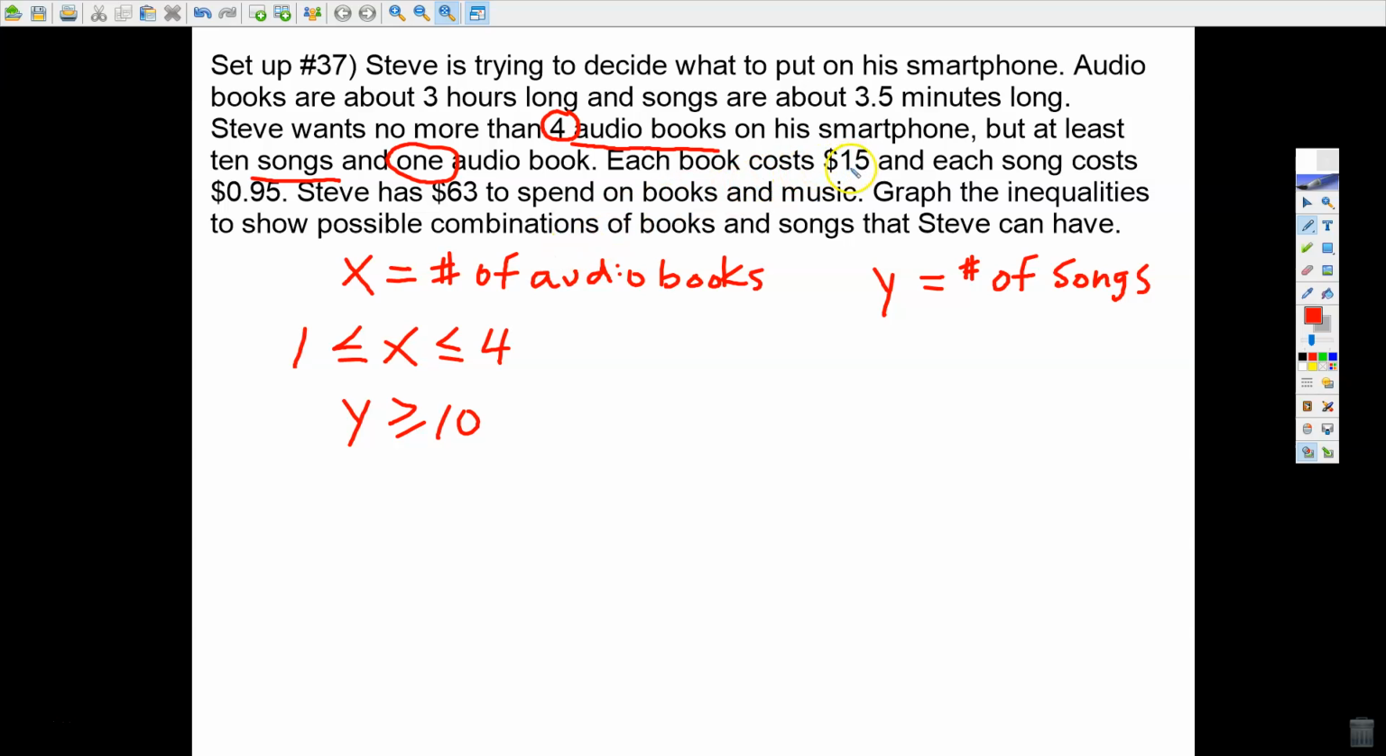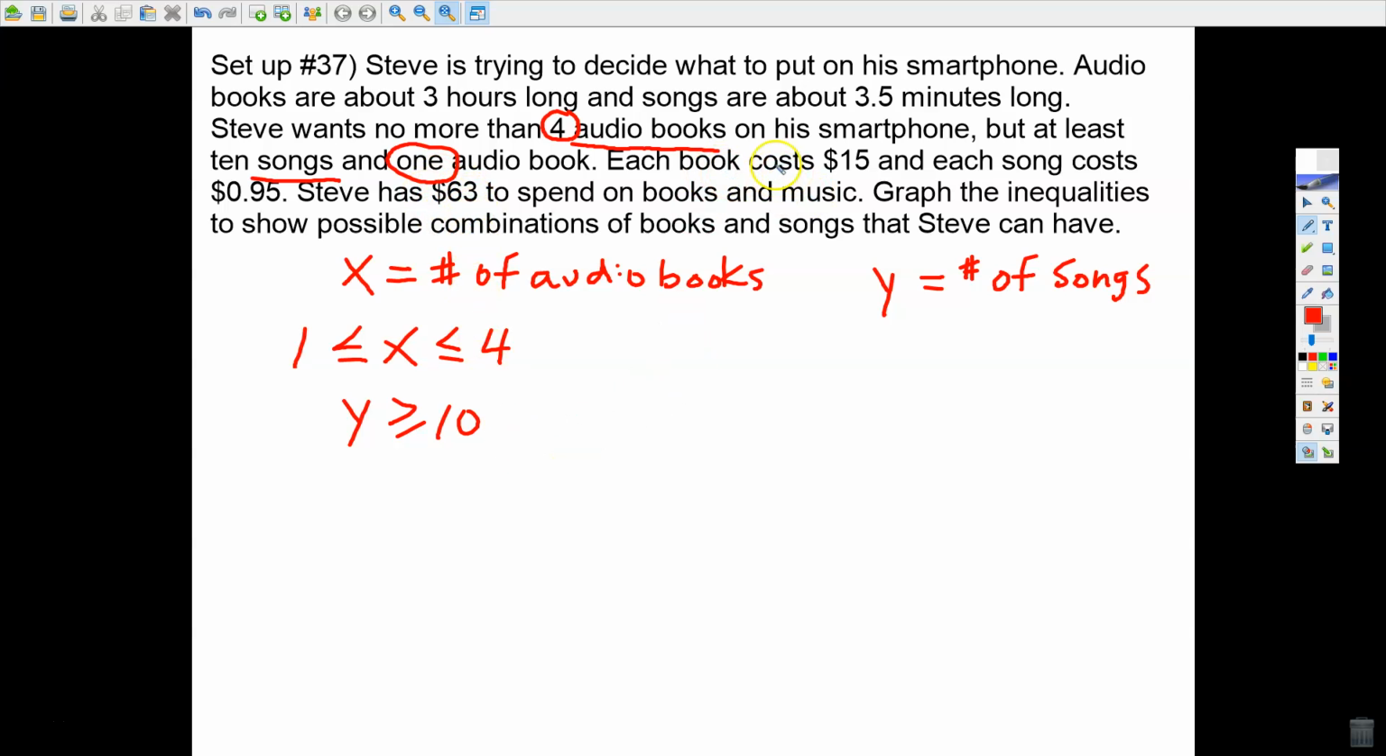Okay, and really there's only one inequality left, and that involves the cost of each item. Each audiobook is $15 and each song is 95 cents. But unlike this information where we're told how long each song is, or how long the songs are and the audiobooks are, but we weren't told how much time we have altogether as a limitation. But that's not true here. We're told how much each book costs, we're told how much each song costs, and we're told how much he has to spend altogether.